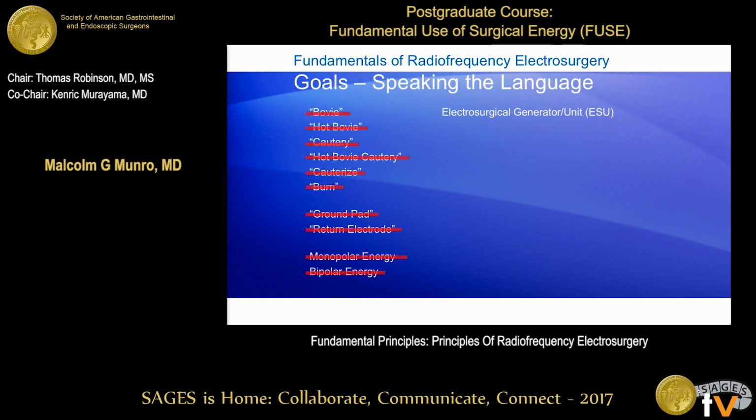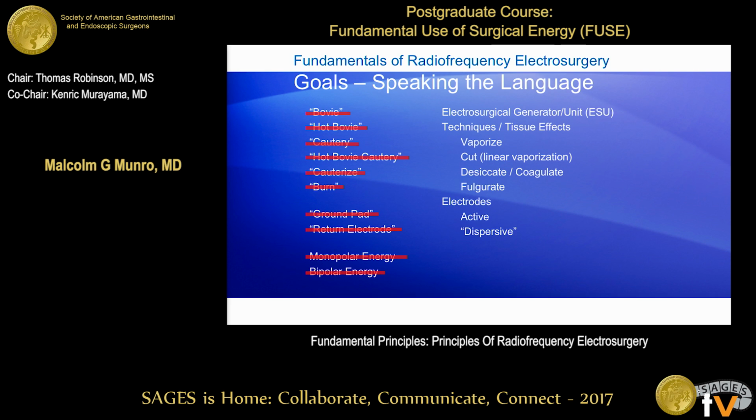The word bovie is used as a noun and a verb, and as a noun it could be a box or something you hold in your hand, so it doesn't really have any particular meaning. So we have electrosurgical units. You're not cauterizing or boving things, you're trying to create a specific tissue effect. That's what you should be thinking and that's what you should describe.